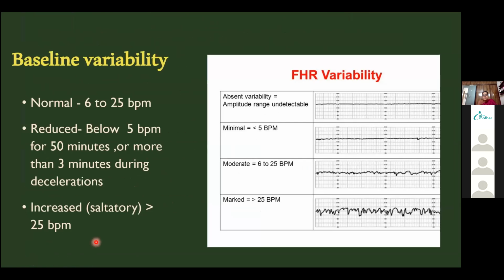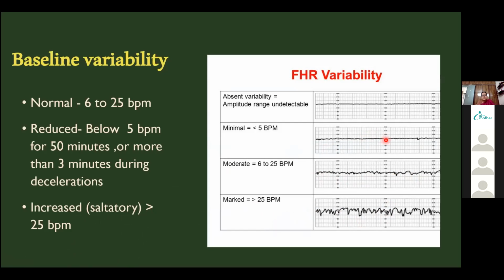Looking at the variability, this is absent variability. It looks like almost a straight line with very slight fluctuations. This is reduced variability, which is less than 5 beats per minute. This is normal variability, between 6 to 25. If it is more than 25, you call it increased variability. If it is really up and down, more than 25, we call it a saltatory pattern.